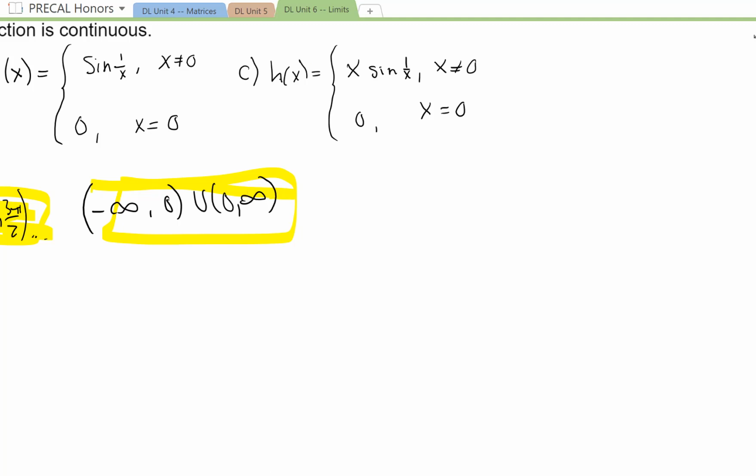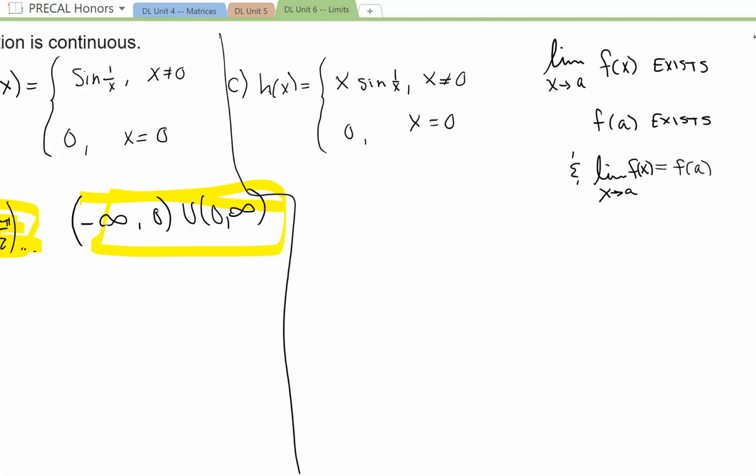Now we have x times sine 1 over x. X cannot equal 0. Continuity to help us out with this one. So first I'm going to look for the limit as x approaches a of h of x. Here we are using 0 as a because I want to know if the limit of the function approaches 0 and the value of the function is 0, then it is a continuous function.